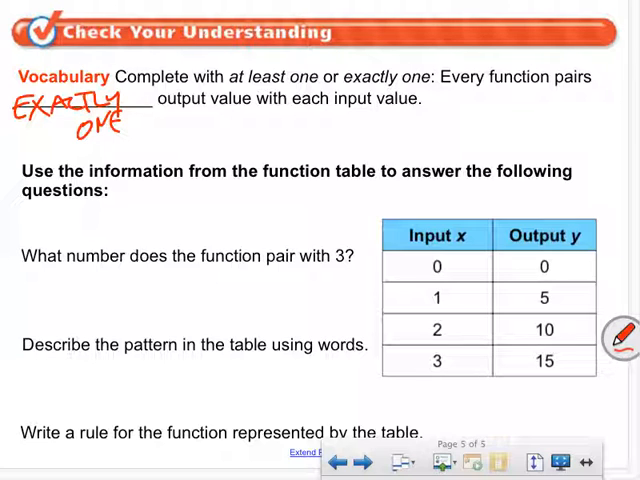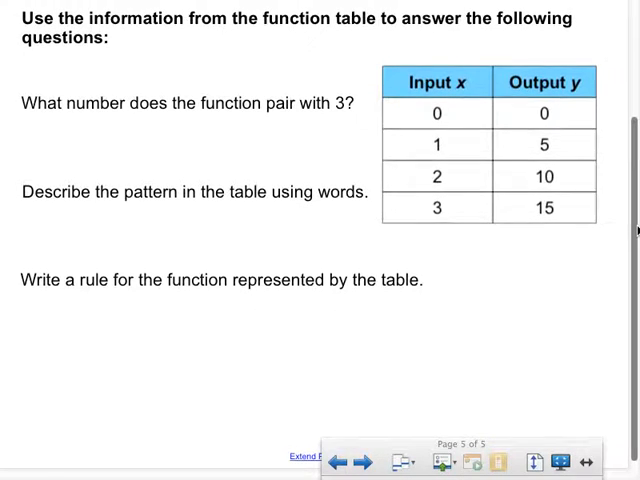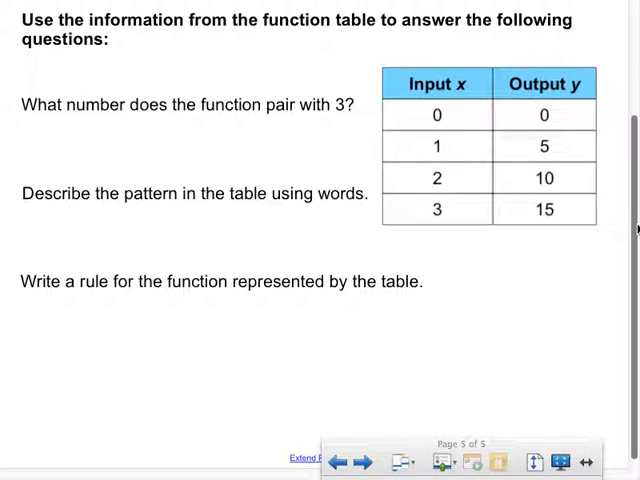Okay, next one. Use the information from the function table to answer the following questions. Here's our function table. What number does the function pair with 3? 15. Okay, if we input 3, we get back 15. Describe the pattern in the table using words. So you see, what's the common difference? Plus 5, right? Plus 5.